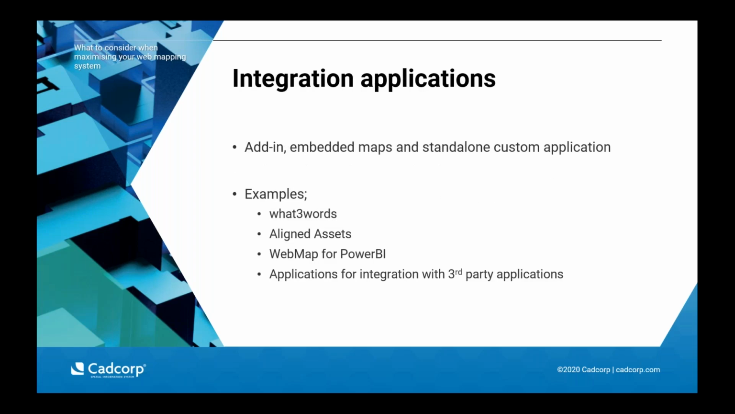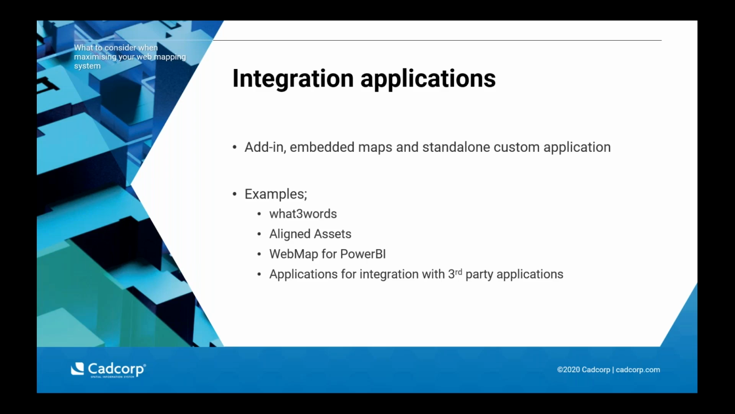So the fourth type of application are these integration applications, and we've got quite a lot of these. They show the way in which CADCORP sys Web Map can link to other data sources or other applications. They can either be add-ins, or we can use our embedded maps application. Our embedded maps is a way that you can drop a CADCORP sys web map into another environment and functionality alongside that as well. And we also have several standalone custom applications that we've built together with customers to link to other applications, such as planning applications and other third-party apps that are available.